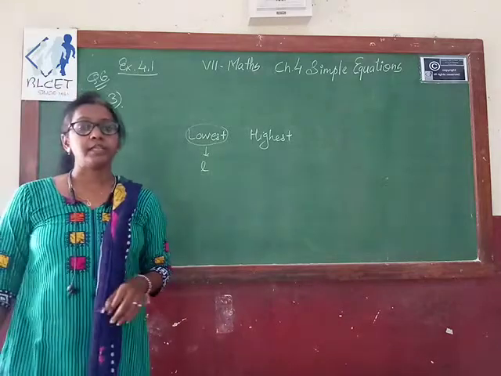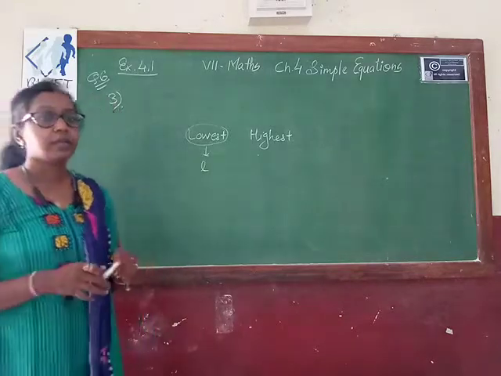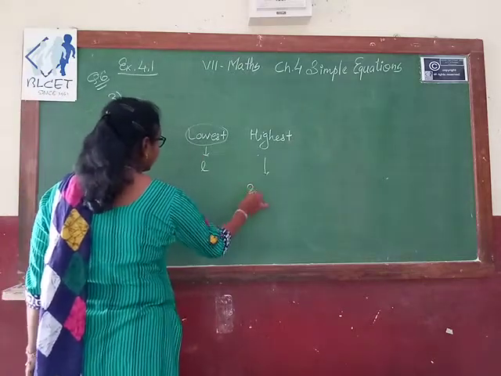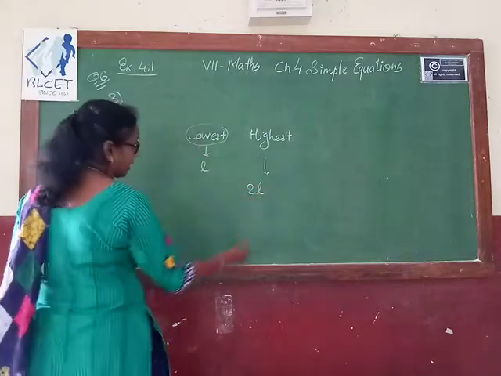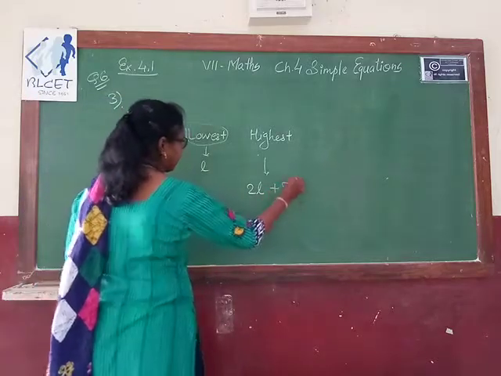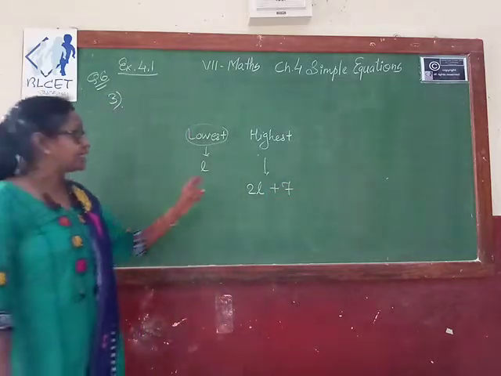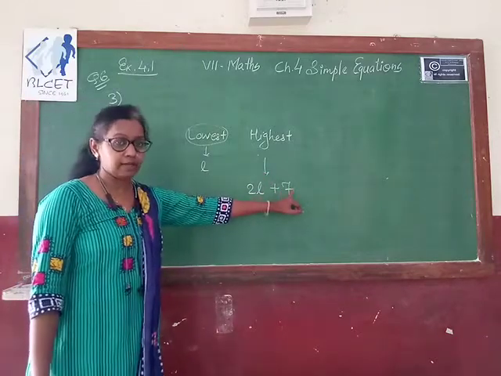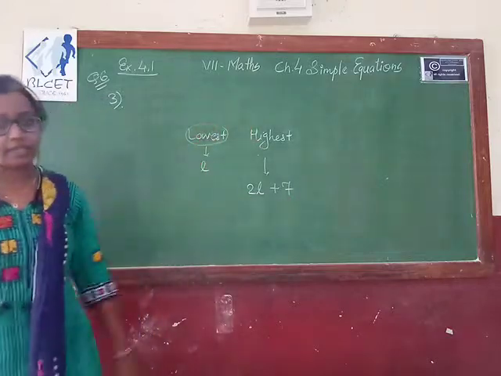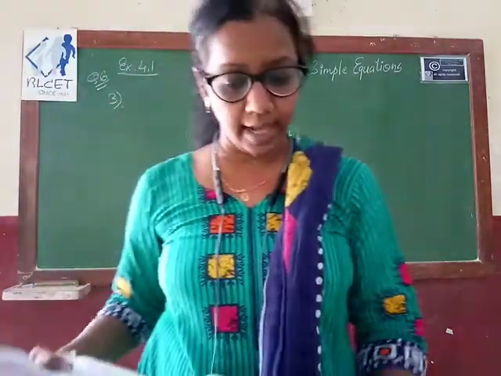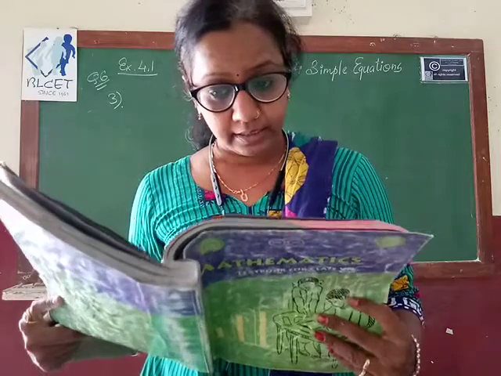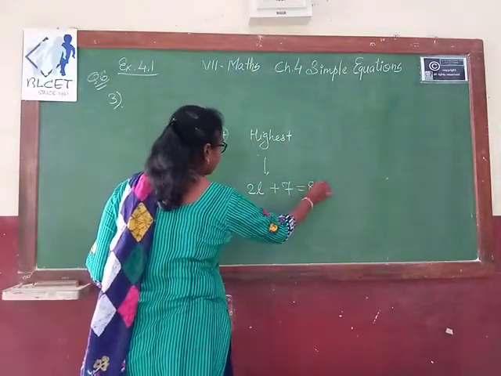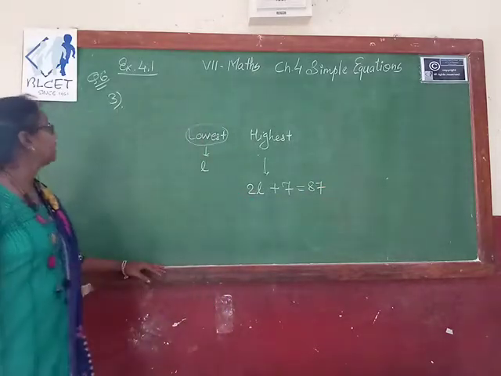Now what is given? The highest marks obtained by the students in the class is twice the lowest mark plus 7. Okay. Highest mark is equal to what? 2 times the lowest one plus 7 gives you the highest mark. And the highest mark is already given. What is that? Highest mark is 87. So what can we write? This is equal to 87. So this way we can form the equation.